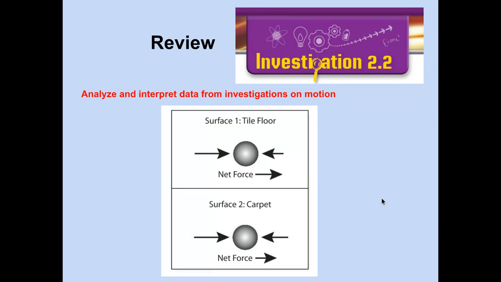You also hopefully drew a couple of pictures, a couple of diagrams showing net force on that steel ball. And then you have arrows showing the force from the carpet. So the carpet had greater friction, which would push back on that steel ball. All right, so this arrow would be larger than that arrow, which changes the net force. The net force was larger on the tile floor versus on the carpet.